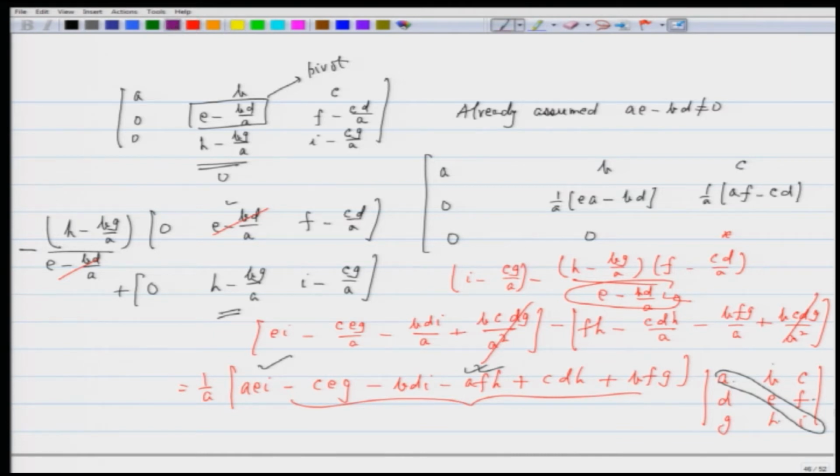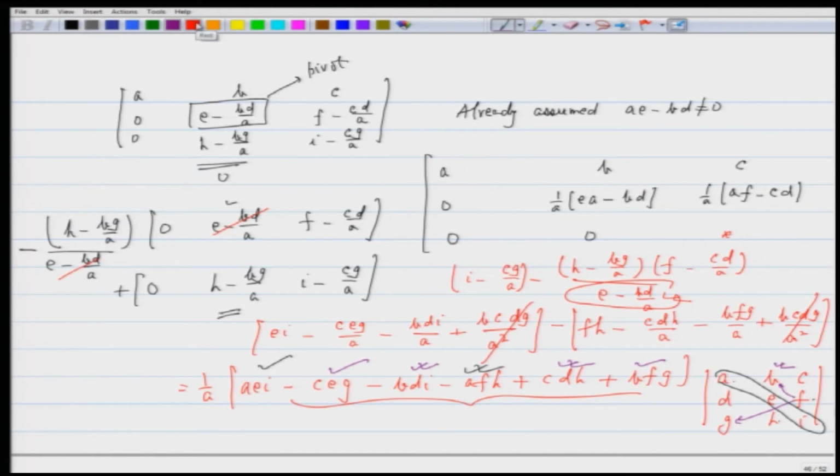Then with respect to B, we have BDI with a minus sign here, then BFG with a plus sign here. Similarly, CDH with a plus sign here, all right. And the last one is CEG with a minus sign, I have got this. So, what I need is that this part should be 0.